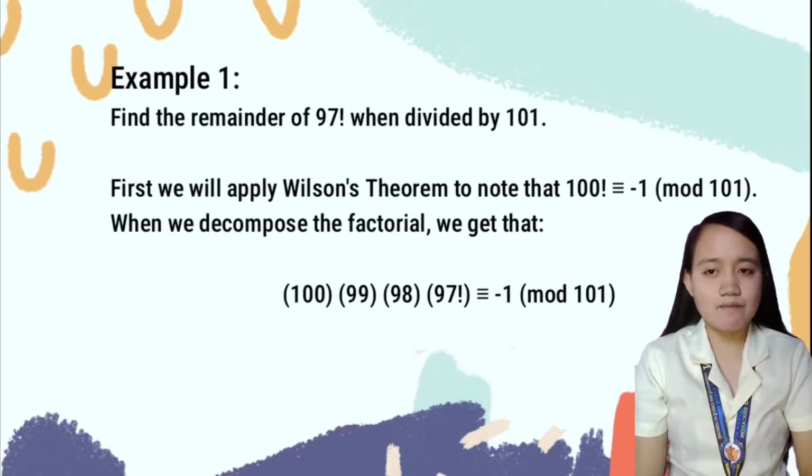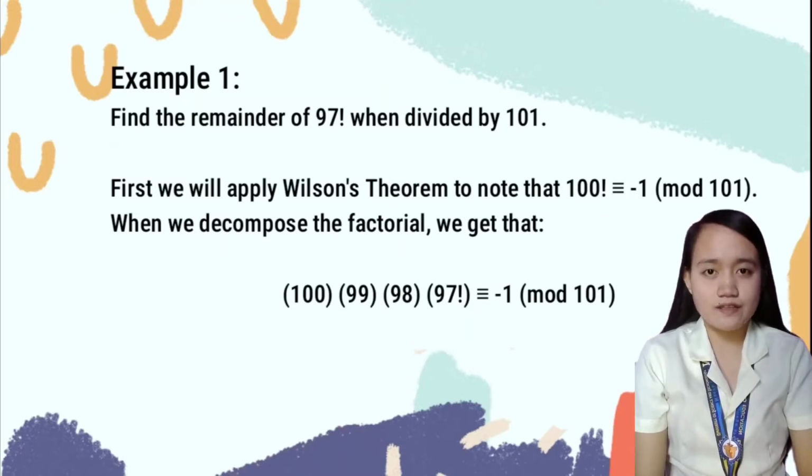So here's example number 1. Find the remainder of 97! when divided by 101. First, we will apply Wilson's theorem to note that 100! ≡ -1 mod 101. When we decompose the factorial, we get that 100 times 99 times 98 times 97! is identical to -1 mod 101.